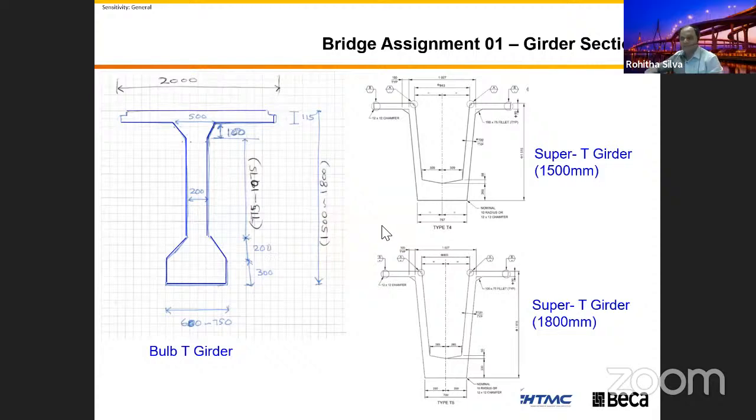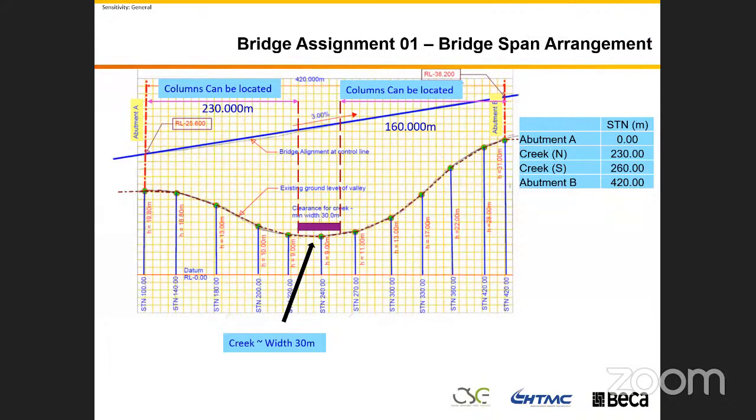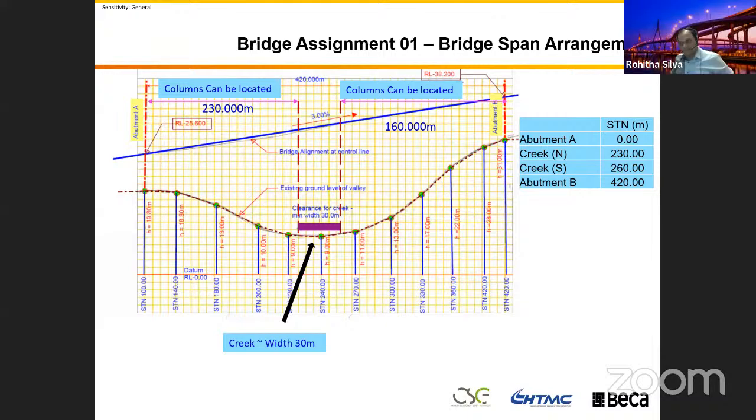And then we design our superstructure. And then we're going to select our substructure. When you are going to select your substructure, we already know our span length, maximum 41 and 35. We're going to play around with that.